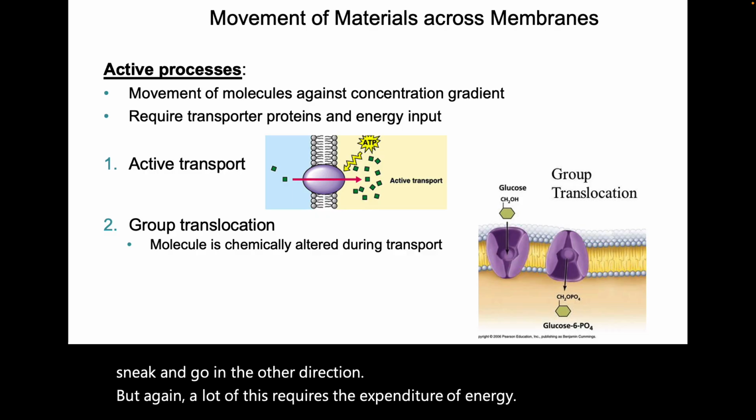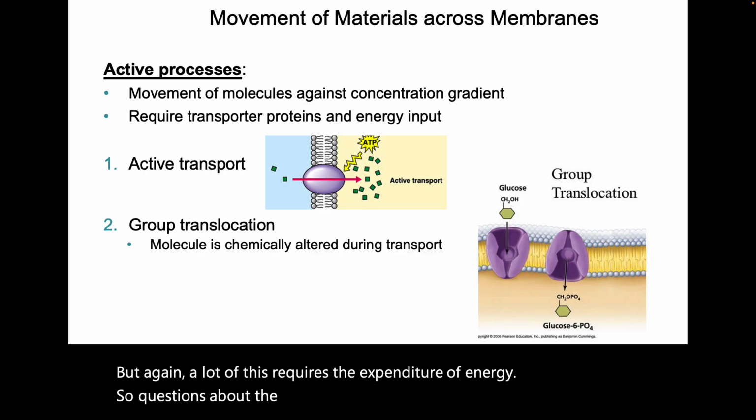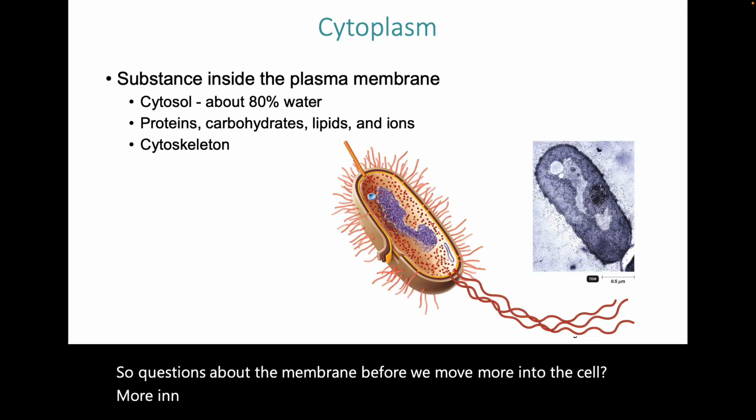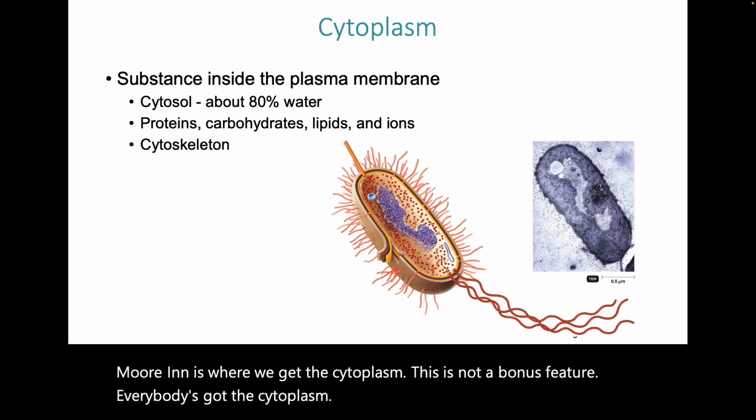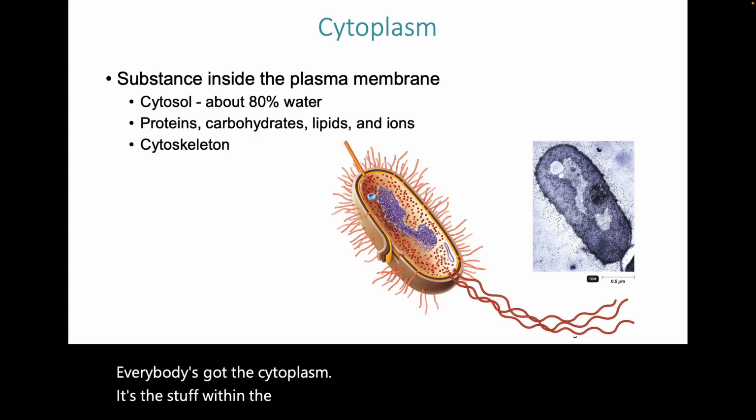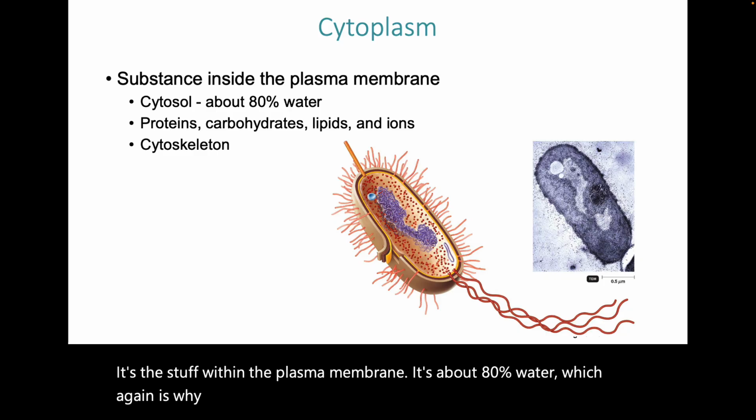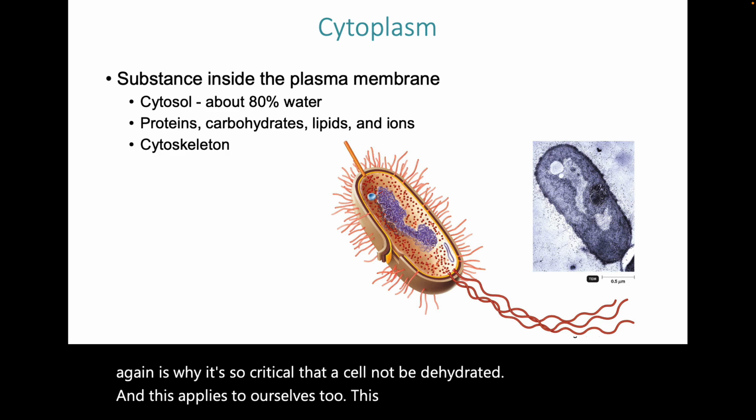So, questions about the membrane before we move more into the cell? More in is where we get the cytoplasm. This is not a bonus feature. Everybody's got the cytoplasm. It's the stuff within the plasma membrane. It's about 80% water, which again is why it's so critical that a cell not be dehydrated. And this applies to our cells too. This is not microbe specific.